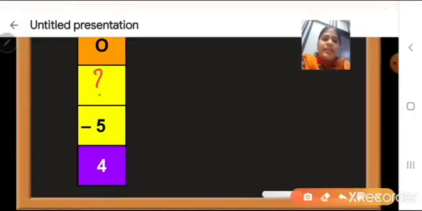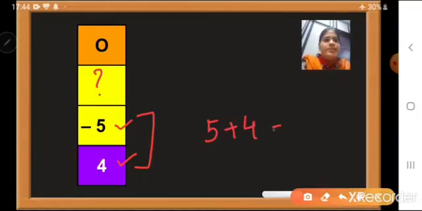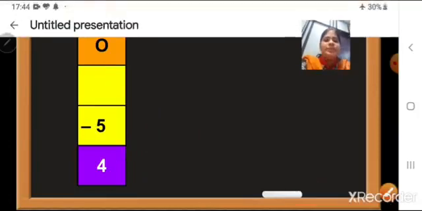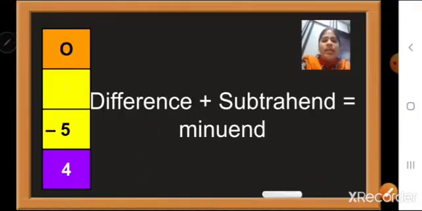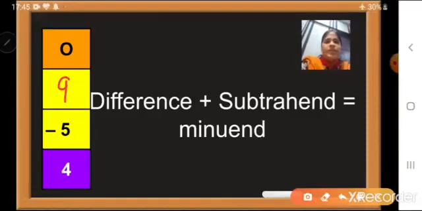And we have to find the minuend. Now it is very easy. How we are going to find out? For that we have to add the difference and the subtrahend. If we add both of these numbers, we will get our minuend. Children, what is 5 plus 4? It is 9. Okay. So that means our minuend is equal to 9.